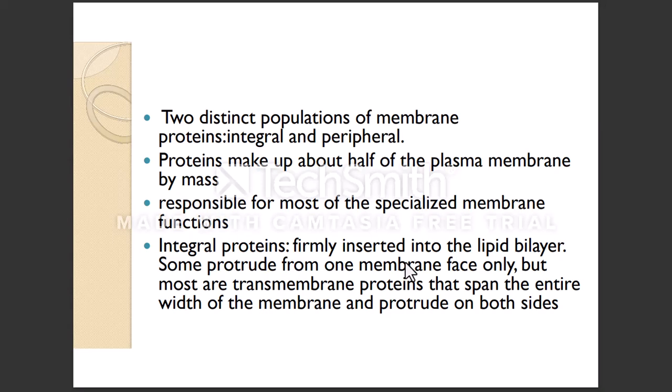Like I said, we have two distinct populations of membrane proteins: the integral proteins and the peripheral proteins. The peripheral proteins are those that face either the extracellular milieu or the intracellular milieu, but the integral proteins are those that cross through the membrane. Proteins make up about half of the plasma membrane. These are assertions that every student is expected to know: half of the plasma membrane.